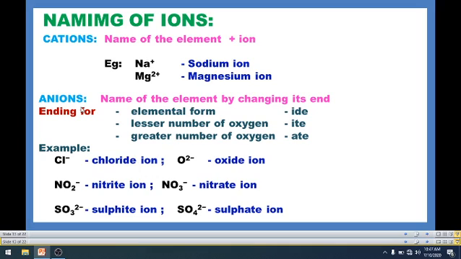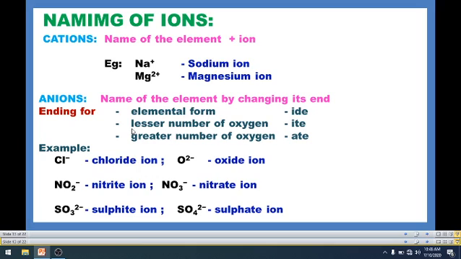Naming of anions: the name of the element by changing its end. We are going to use the name of the element but change the ending. For example, if the anion is in elemental form, like oxygen, chlorine, hydrogen, then we need to use the ending IDE. Look at the example, Cl-: chloride ion. O2-, the oxygen element: oxide ion. So the ending should be IDE for the elemental form.